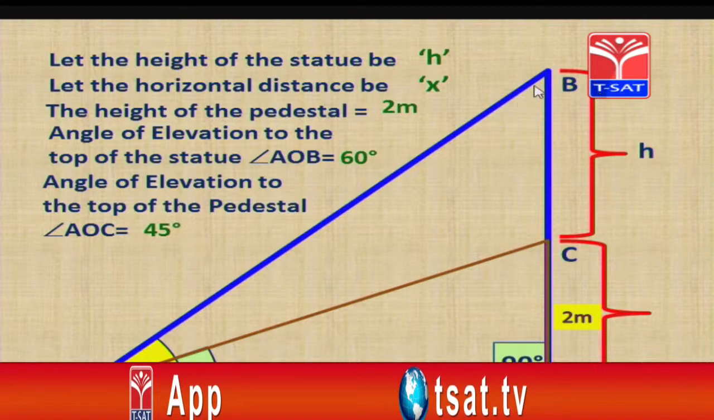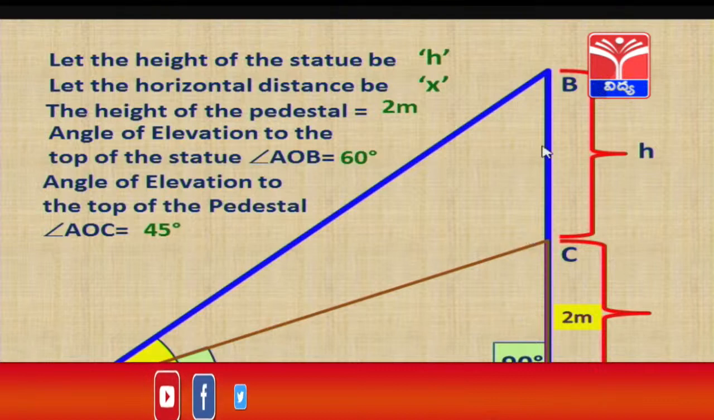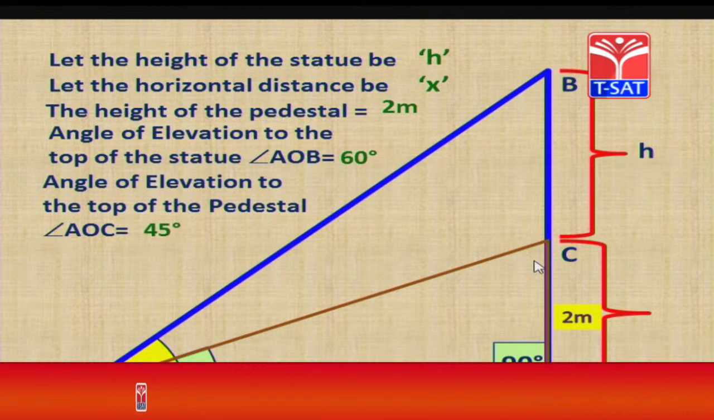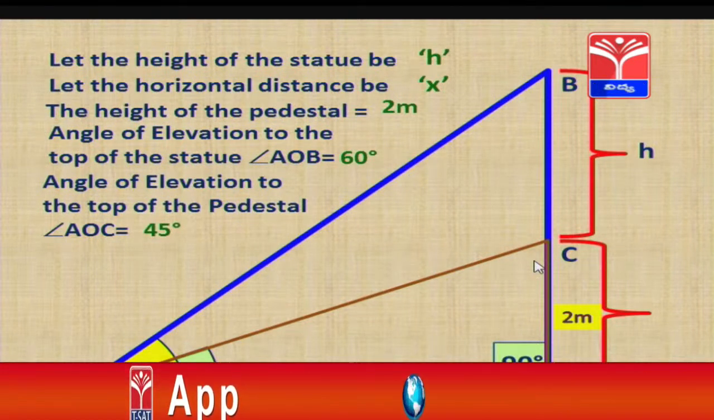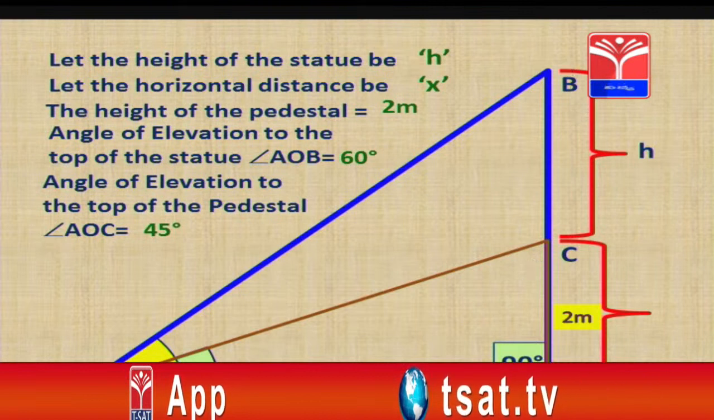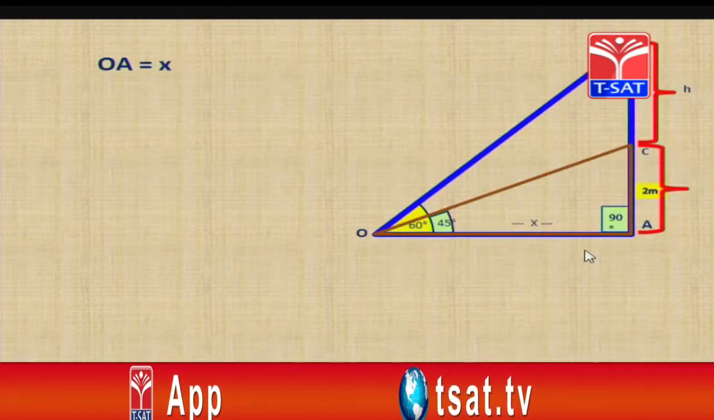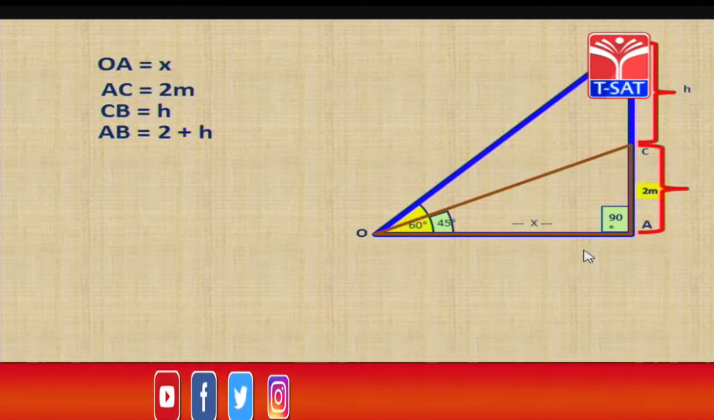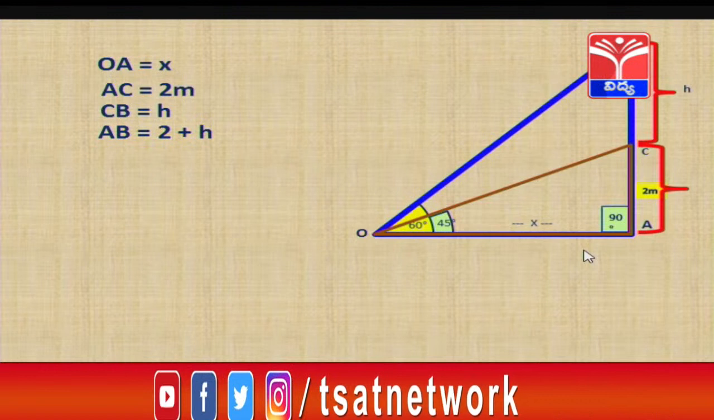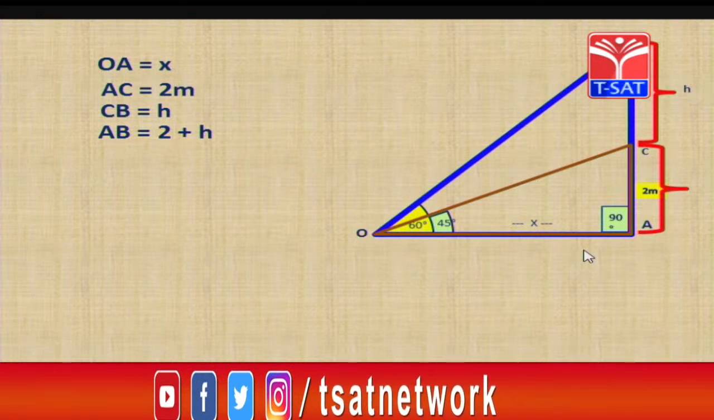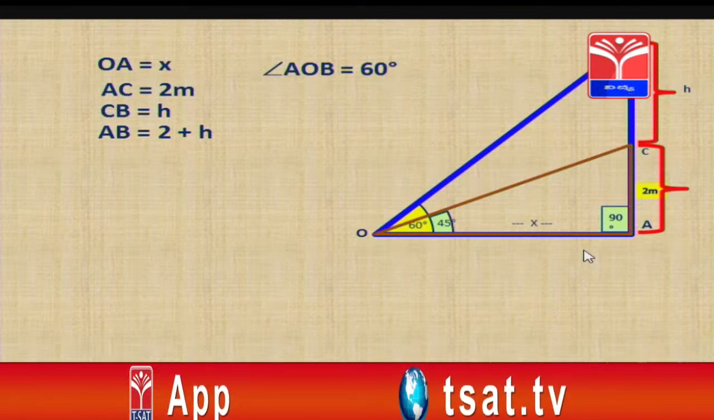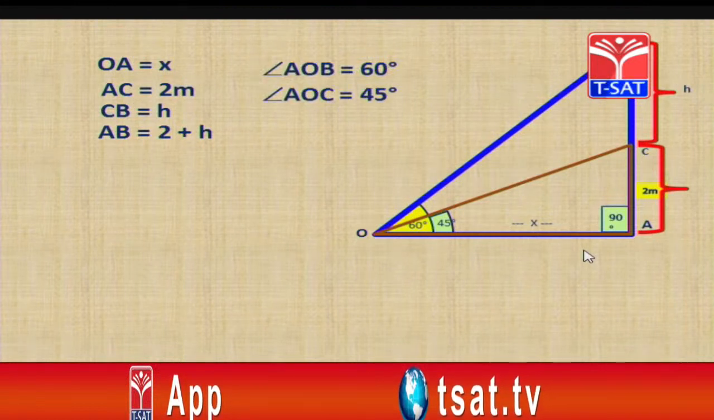Now, we are going to use the 2 triangles. So, before going to solve the bigger triangle, let us take the smaller triangle, that is AOC, and try to solve it first. But here what is the complete length of AB? OA is equal to x, AC is 2 meters, CB is the statue part, that is h. Now, AB, the complete height of the statue including the pedestal, is 2 plus h. Now, angle AOB is 60 degrees, angle AOC is 45 degrees.